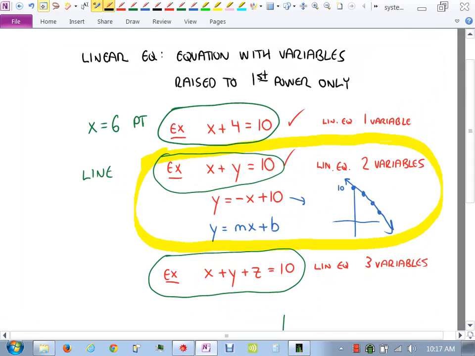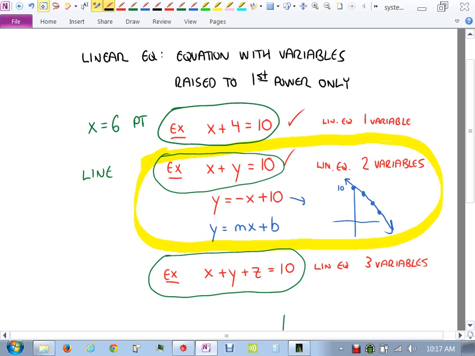Remember this page? I said, let's talk about linear equations. Here's a linear equation in 1 variable. Here's a linear equation in 2 variables. Here's a linear equation in 3. Linear equation in 1, the answer was a point, right? Linear equation in 2, the answer was a line. Then we started talking about this is some sort of plane in 3-dimensional space.